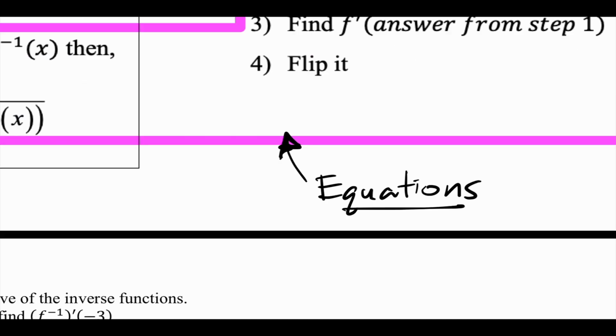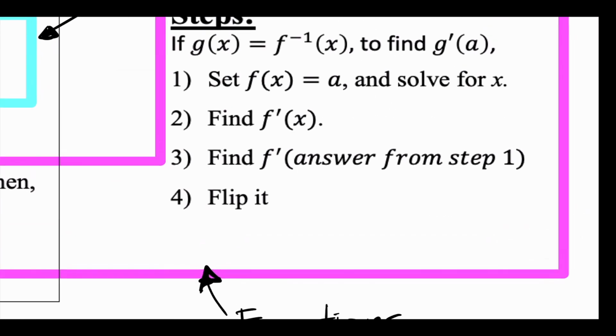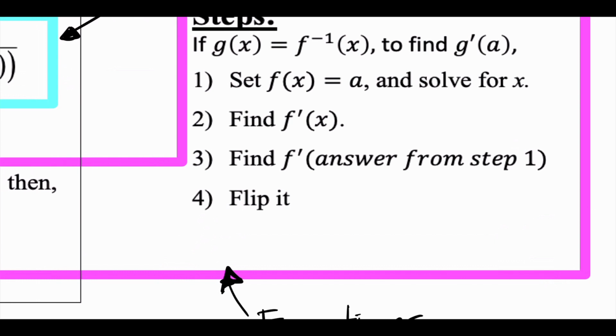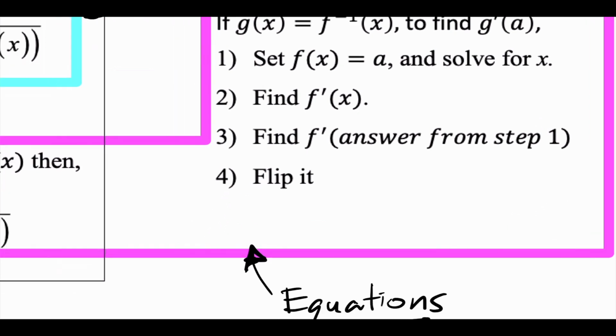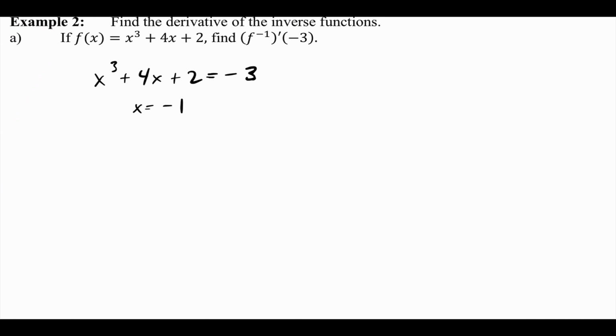Okay, so let's go back to our other steps. Step 2, find the derivative of f. The derivative is 3x squared plus 4. Done. So this was step 1, and this is step 2.